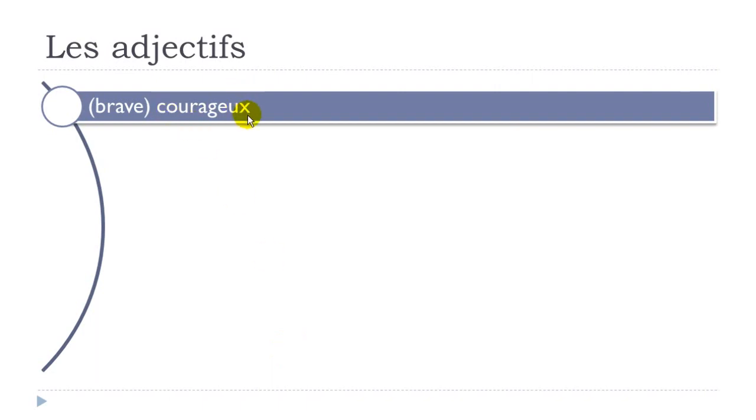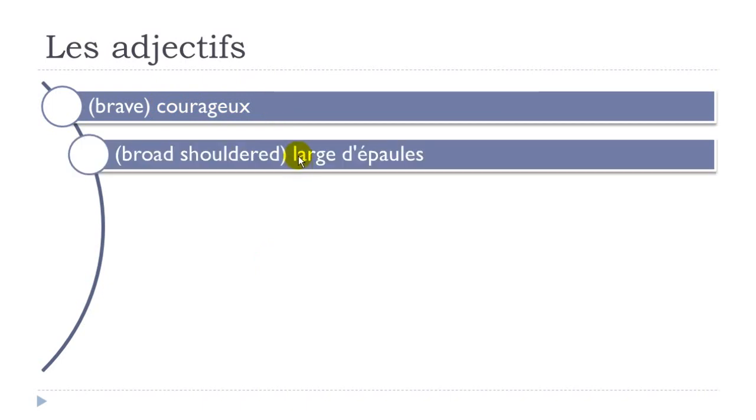Courageux. Final X not pronounced. G-E-U together. They will give you this je. Okay. Courageux. Courageux. Large d'épaule. Final S not pronounced. Large. Final E here not pronounced. D'épaule.